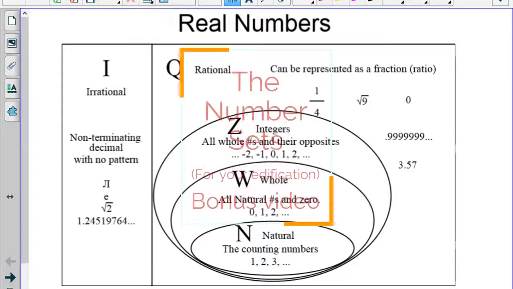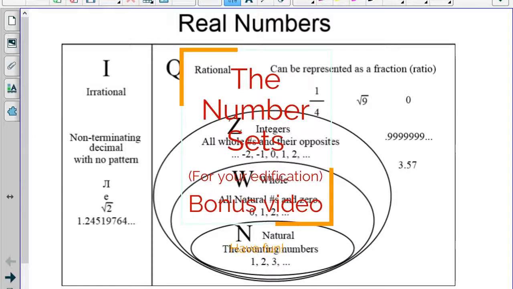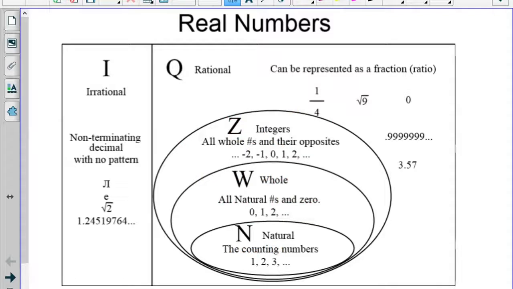This video is just an extra video in case you were more interested in the number sets. This is something that we talked about in our Unit 0 video with the real numbers. All of these things end up being real numbers. We have the natural numbers, the whole numbers, the integers, the rational numbers, the irrational numbers, and the reals. These are things that we have already addressed.